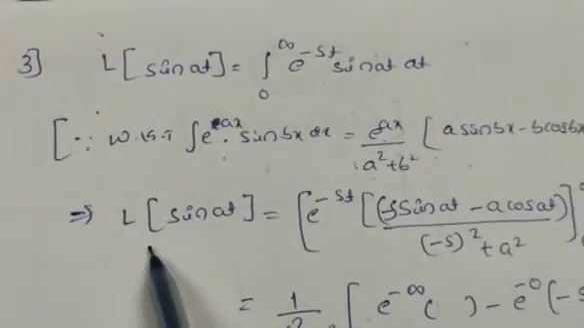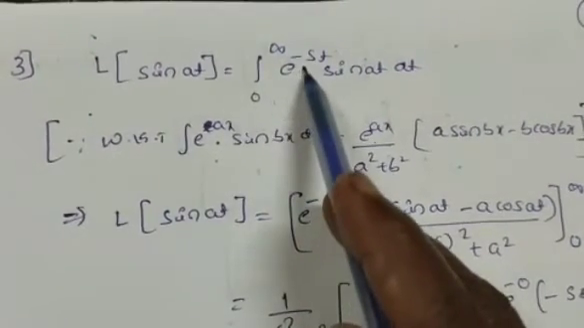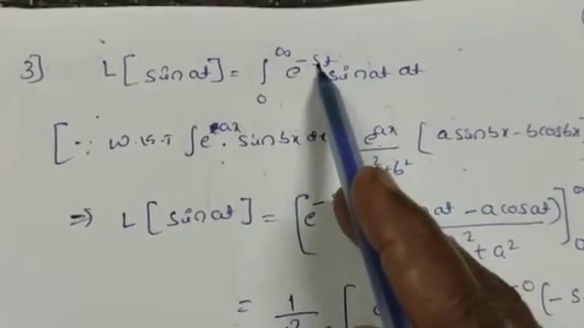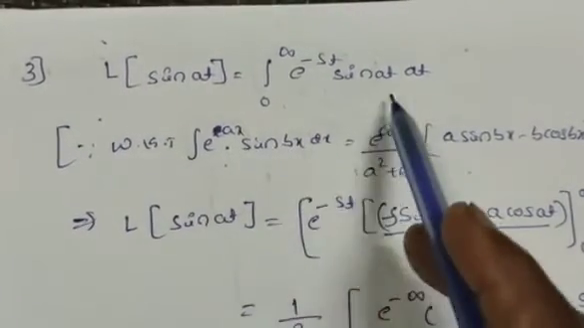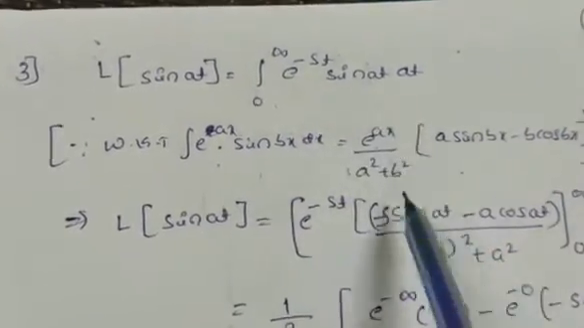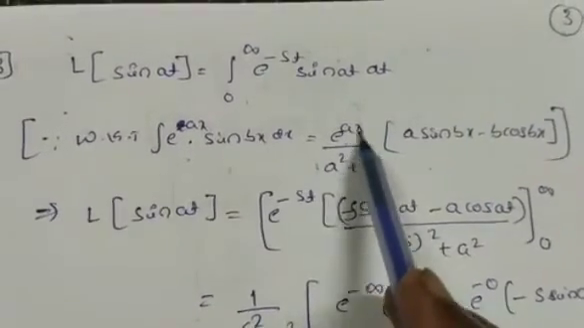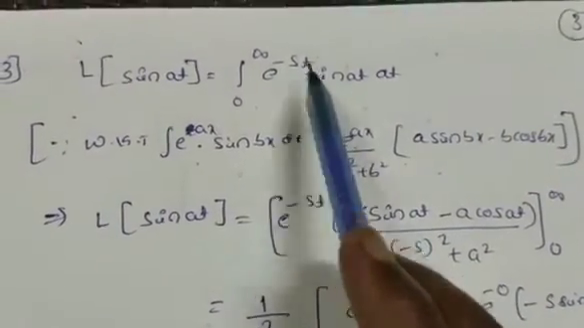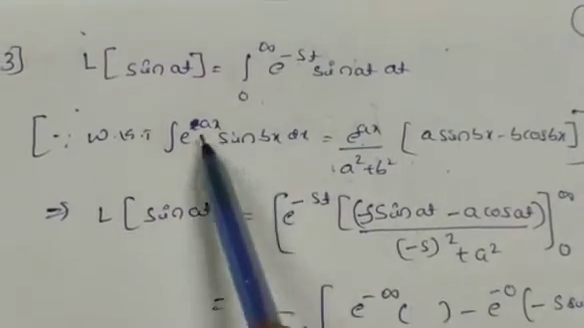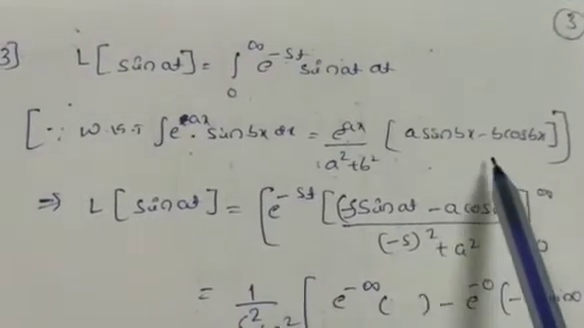So this implies here L of sin at is equal to this one. Integration from 0 to infinity e raised to, it is like ax into sin bx. In place of a, what we have here, minus s, and in place of b we have here a, and in place of x we have t. Just replace all this in this formula. So we have here e raised to minus st. It is like e raised to ax, so here e raised to ax is minus st. E raised to minus st into a sin bx. Compare these two. In place of a we have minus s into sin at minus b.